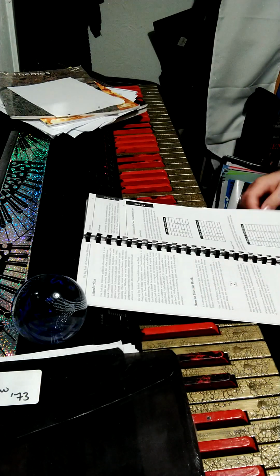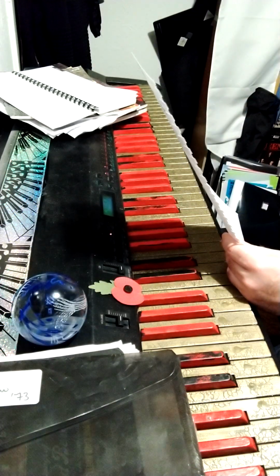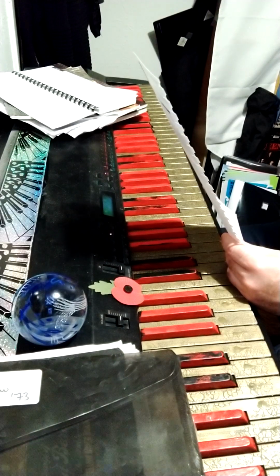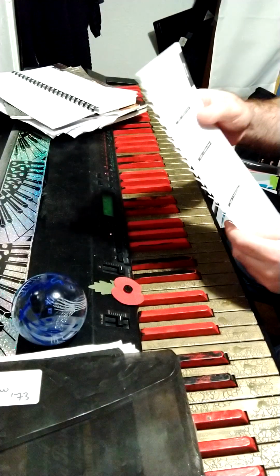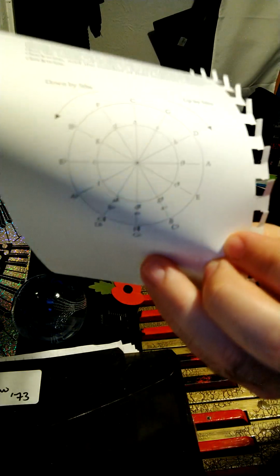This is called, in the basics section, believe it or not, the relative, parallel and enharmonic keys. So relative keys, parallel keys and enharmonic keys. Relative keys I think I've heard of. You get a chart, which is pretty useful, and you get another chart, and then another chart, and then you get a graph thing.